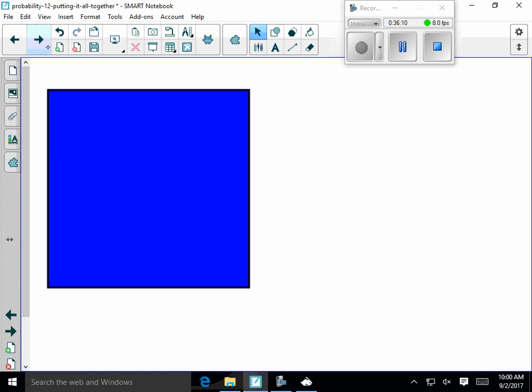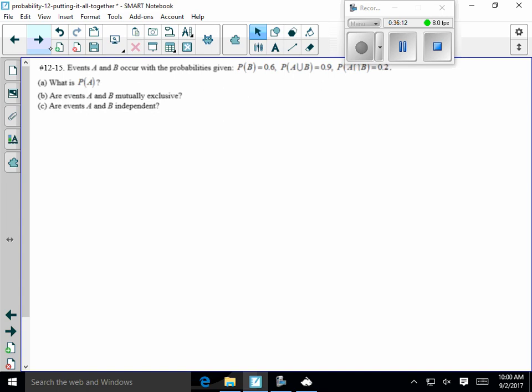Okay, let's keep going here. So in 15, it says, events A and B occur with the probabilities given. Probability of B is 0.6, probability of A or B, that's the union, is 0.9, and probability of A and B is 0.2. What is the probability of A? Are the events mutually exclusive, and are they independent? So pause the video and give this one a try.